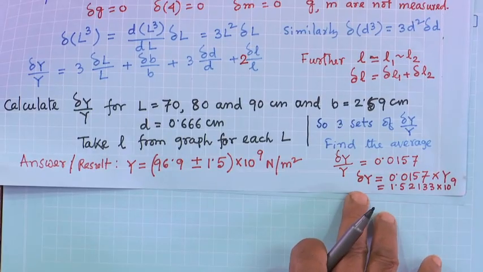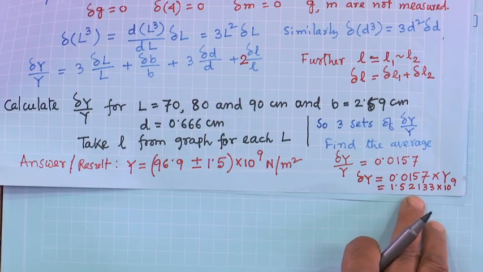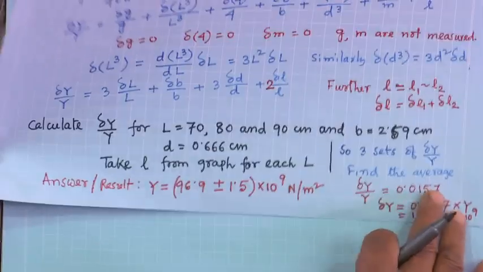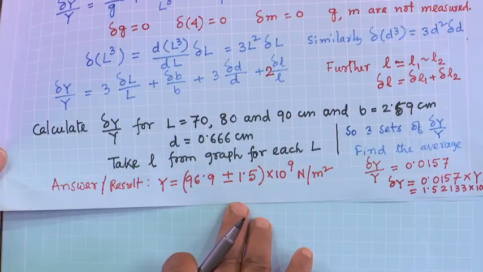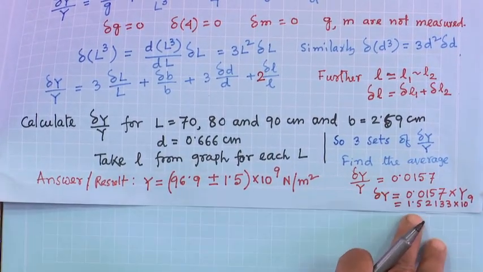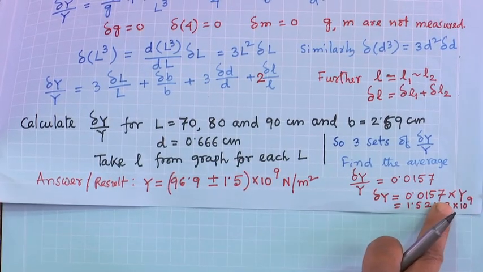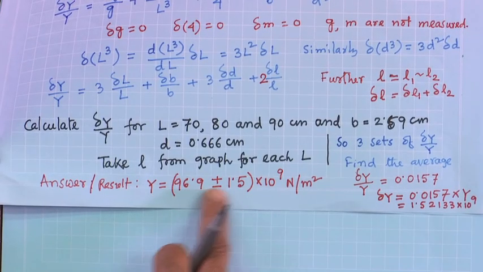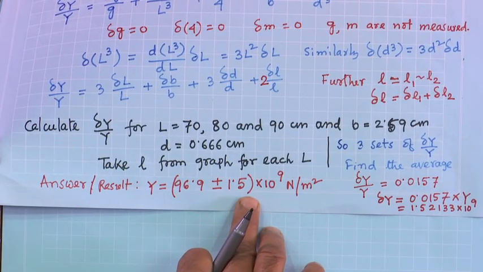Okay. Now, del y is multiplied with y. So, this is coming 1.52133 into 10 to the power 9. So, the answer or result you should write is y equal to 96.9 plus or minus. Here you see, as I described earlier, you cannot write 1.52133. So, how many digits will you keep? Since you know our result is up to 0.9, here 1 decimal point we have used, so here also you should keep 1 decimal point.